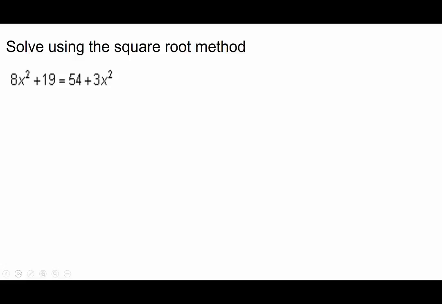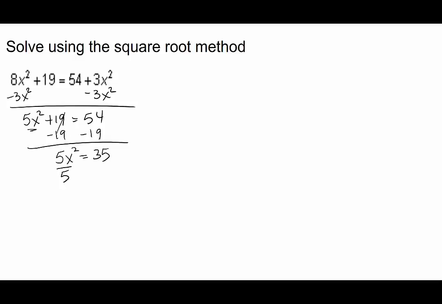Solve using the square root method. So we're going to isolate our x squared. We're going to subtract 3x squared. Now we're isolating the x squared, so we move the 19. Divide by 5. X squared equals 7. Take the square root of both sides. X equals square root 7 or negative square root 7.